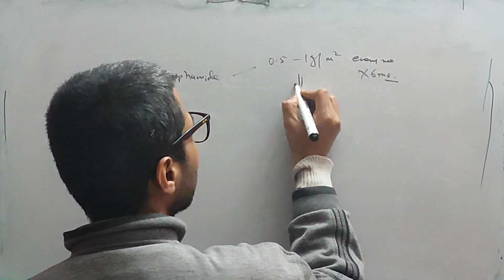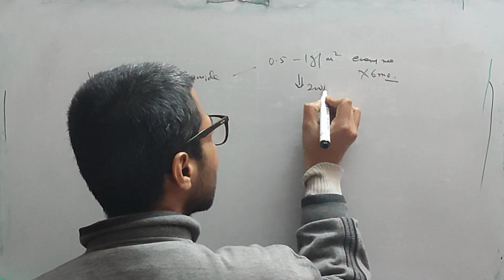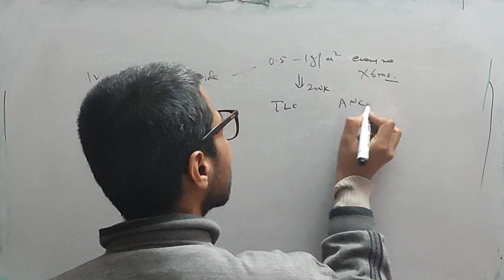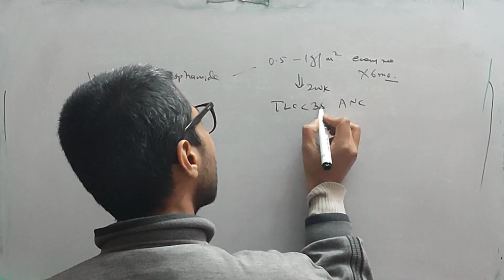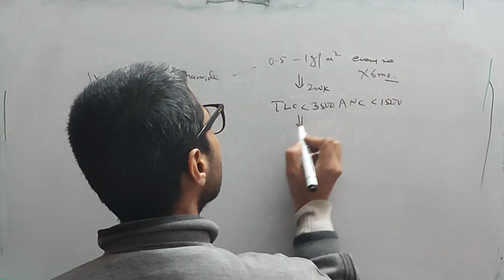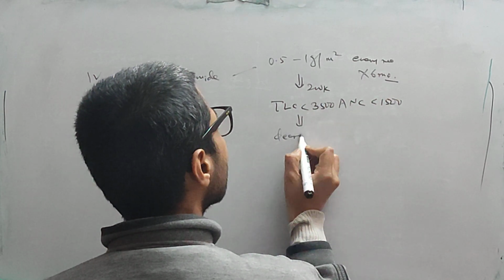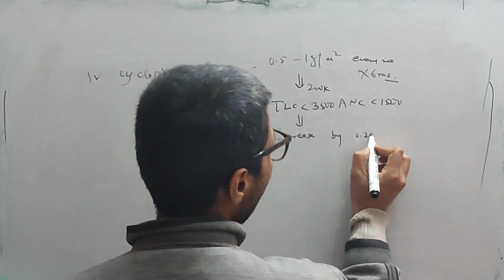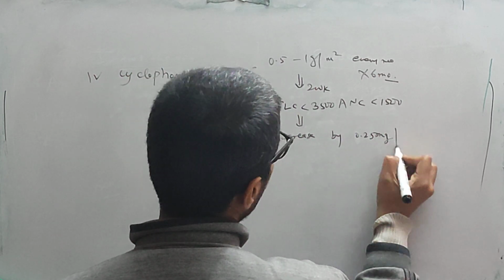You call the patient for follow-up in 2 weeks, and you look for total leukocyte count and absolute neutrophil count. If total leukocyte count is less than 3500 or absolute neutrophil count is less than 1500, then what you do? You decrease the dose by 0.25 gram per square meter.